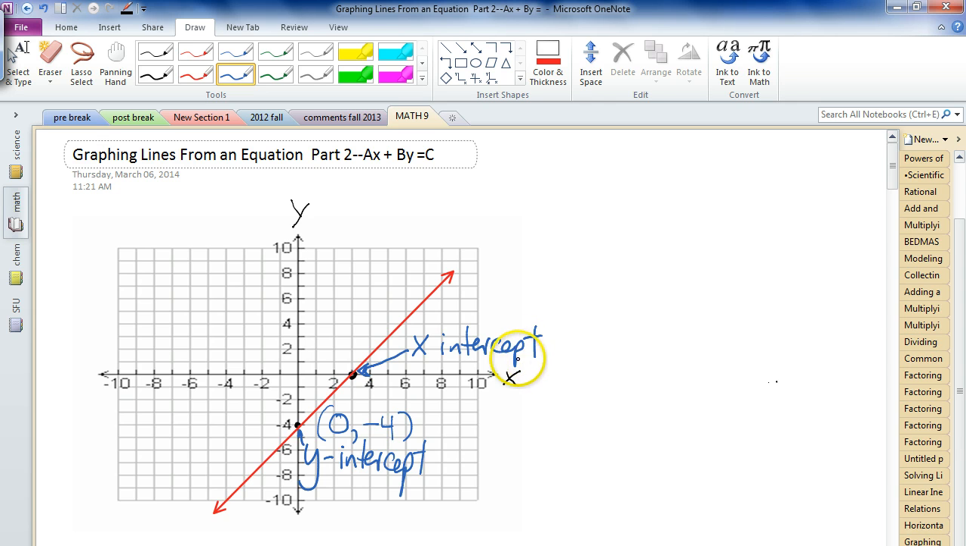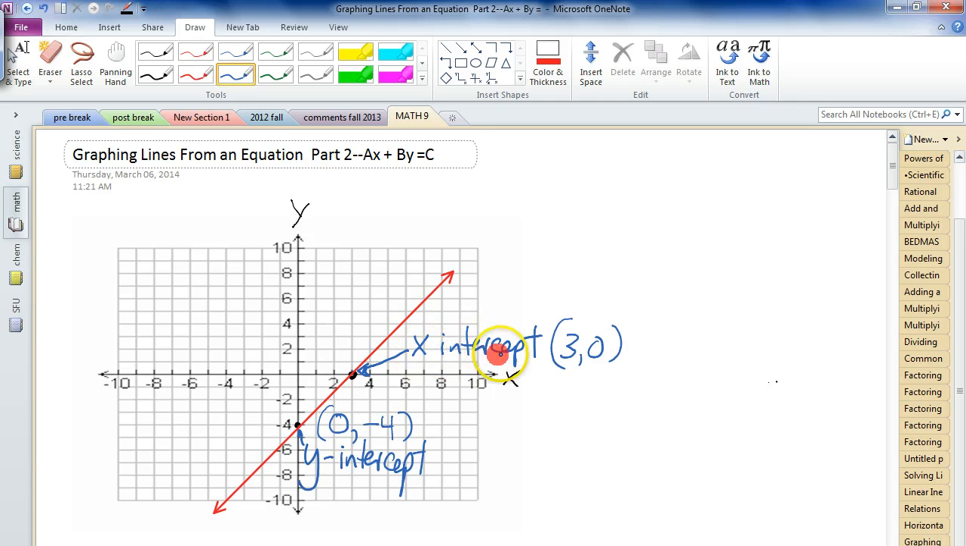An x-intercept is the exact opposite. It slices through the x-axis somewhere. In this case, it slices through at positive 3, and its y value is 0. It's not above or below the point of origin, it's right at 0. So the x-intercept, in this case, is 3 on the x, 0 on the y, which allows us to know a few things.